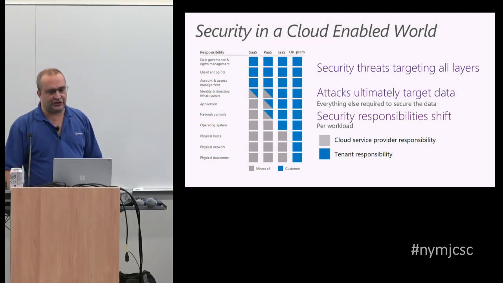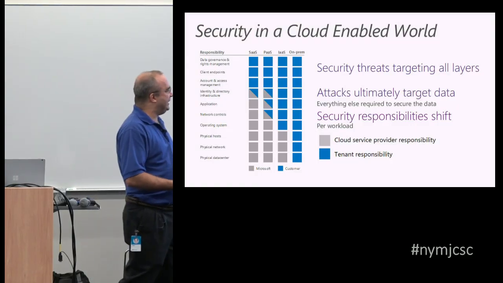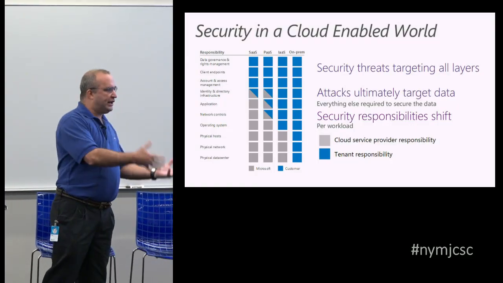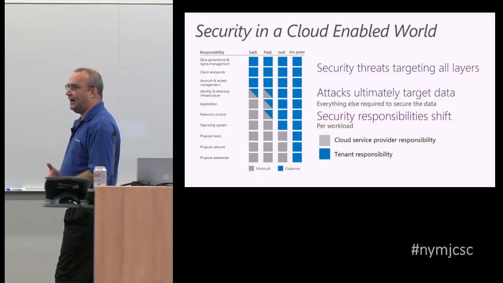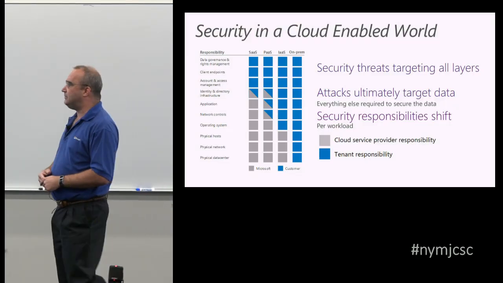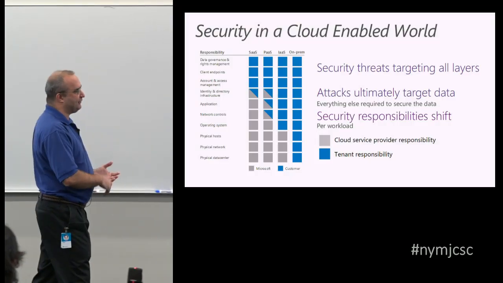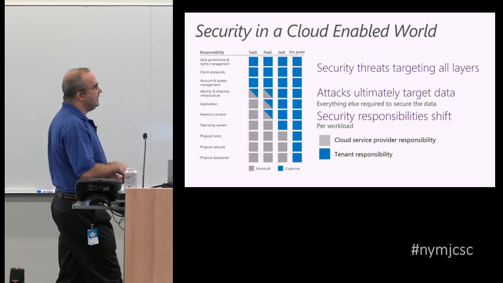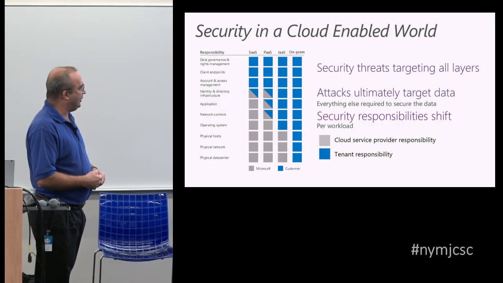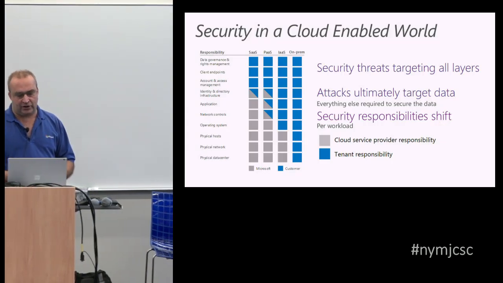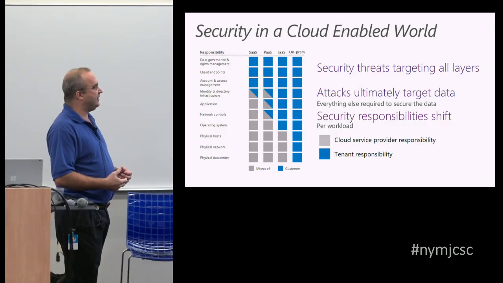So let's look at security in a cloud-enabled world. What really happens is you're offloading your security burden, parts of your security burden, to your cloud provider. Hopefully that cloud provider is going to be Microsoft. And depending on the type of systems that you're deploying, whether it's infrastructure as a service, platform as a service, software as a service, there are different things that are being offloaded. So the blue column here are those things that you're still responsible for. And you see in an on-prem environment, you're responsible for everything.